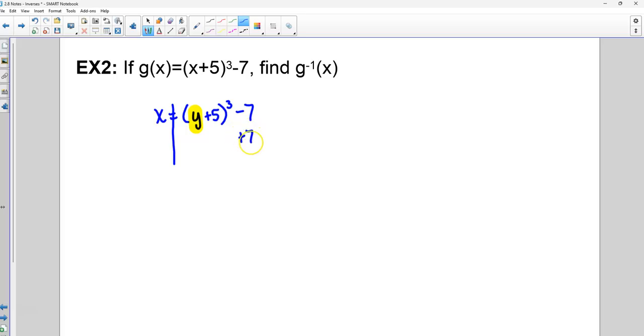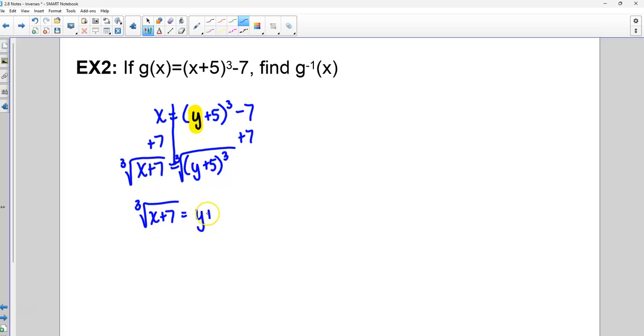I need to add the 7 first because the 7's not on the inside of that stuff, so I need to get rid of that first. So I'll have x plus 7 equals y plus 5 to the 3rd power. And then I will cube root. So I've got the cube root of x plus 7. If I was doing a square root, I would need a plus or minus. But odd roots do not need a plus or minus because you can take the 3rd root of a negative number. So you just leave it like this, and we got y plus 5.